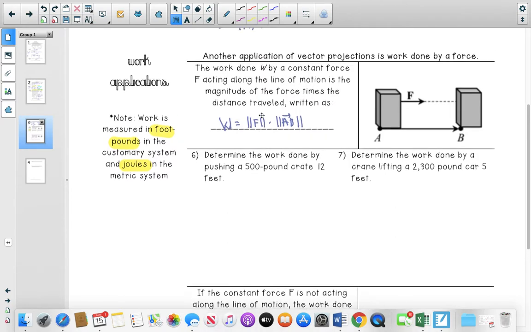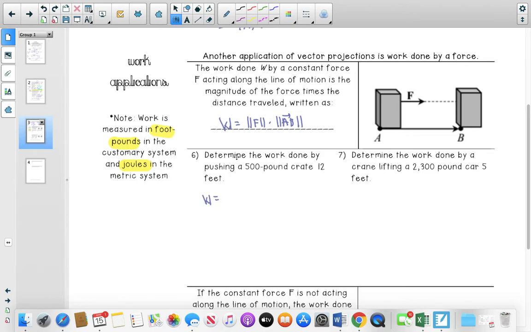So you can use vector projections to see what's work done by a force. So the work done, W, by a constant force F acting along the line of motion is the magnitude of the force times the distance traveled. So it's saying you're going to take the force times the distance traveled, and that's all you do. So this is really, really easy on these first two examples.